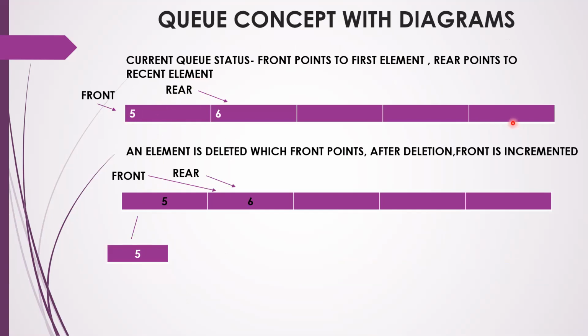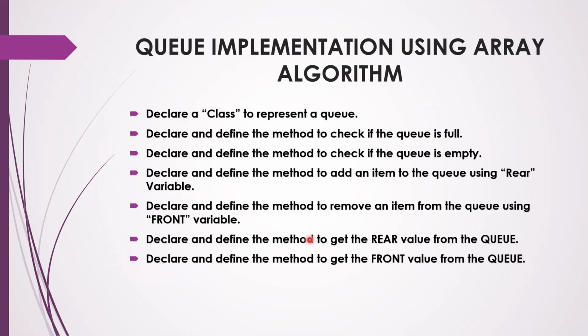Now we have to dequeue. So who will go out of the queue first? Who has been inserted first. So in the array, whichever value the front variable is pointing to, that is the first element inserted. So that will be removed and then the front will be incremented. So these are the methods: full, empty, enqueue using rear, dequeue using front, and then you can define a method to get the rear value, to get the front value.